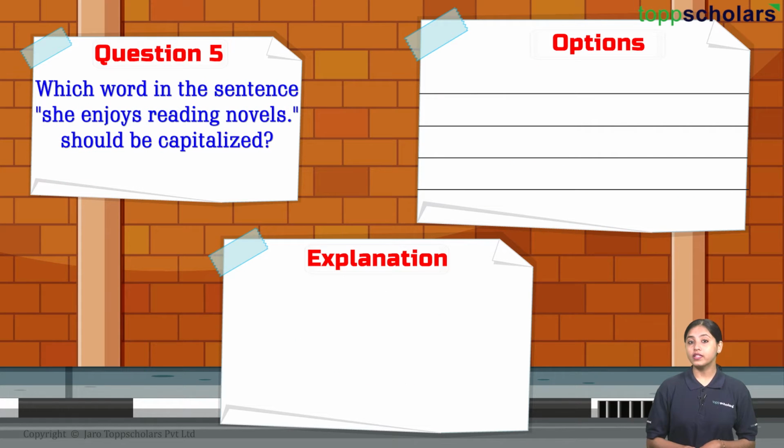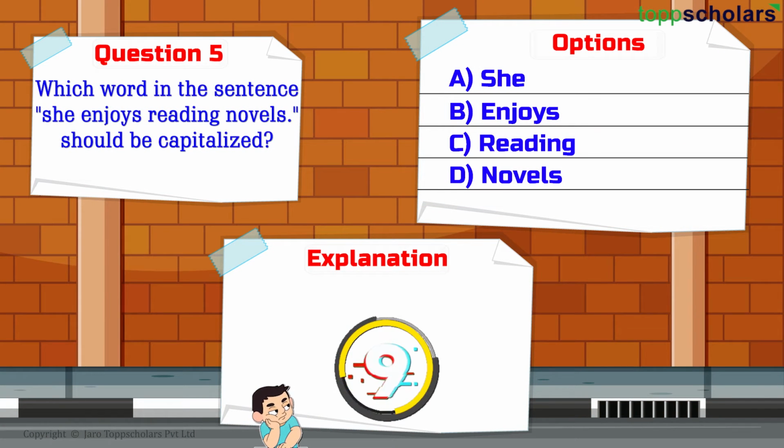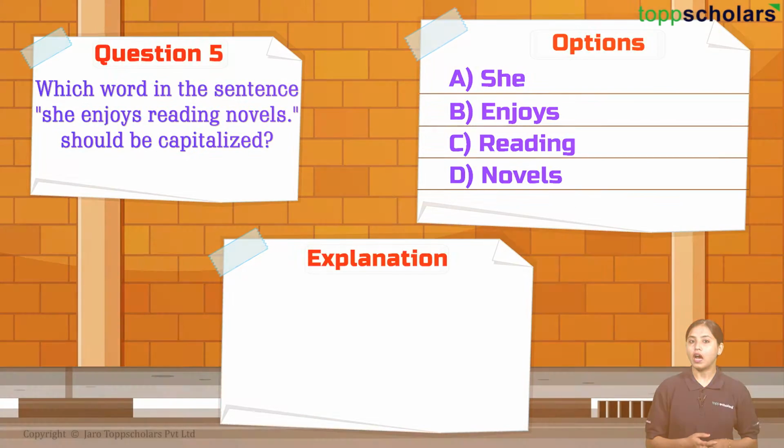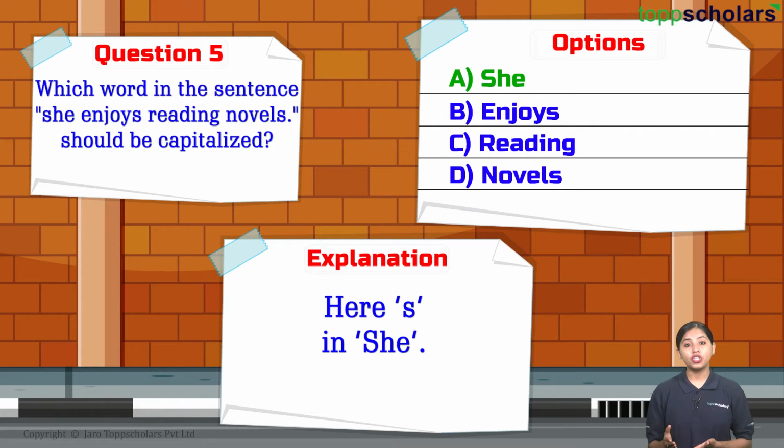Which word in the sentence she enjoys reading novels should be capitalized? Option A, she. Option B, enjoys. Option C, reading. Option D, novels. Answer: she. The first word of a sentence should be capitalized here, S in she.